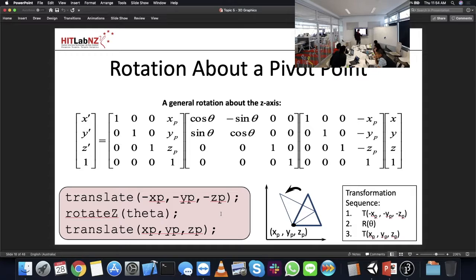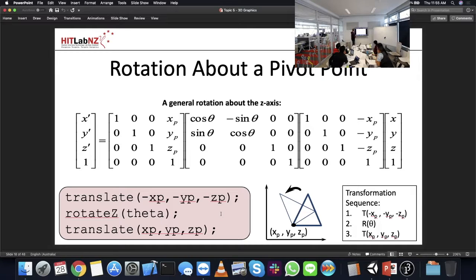But if I actually just wanted to spin it on the spot, like we see in this example here, I'd have to move it so that that point was at the origin, so that the triangle was like that, do my rotate, and then shift it back by the same amount. Does that make sense?